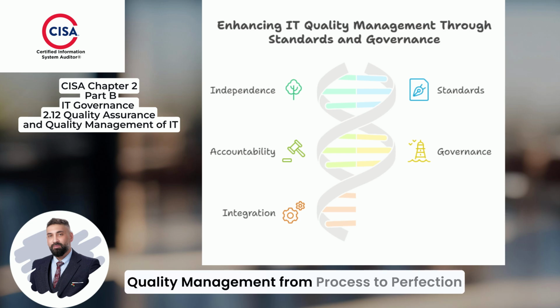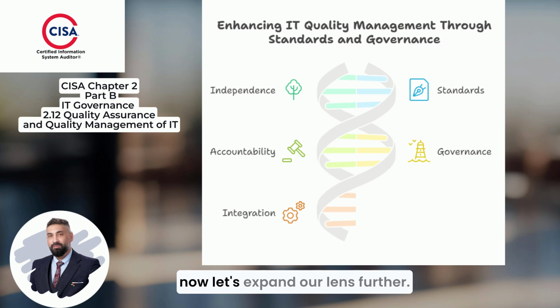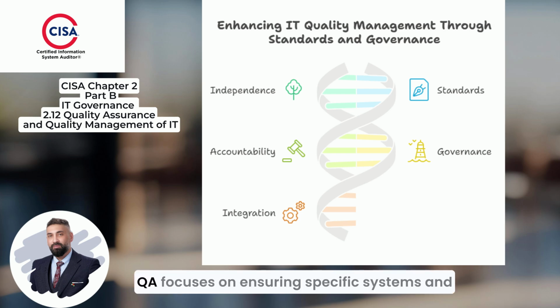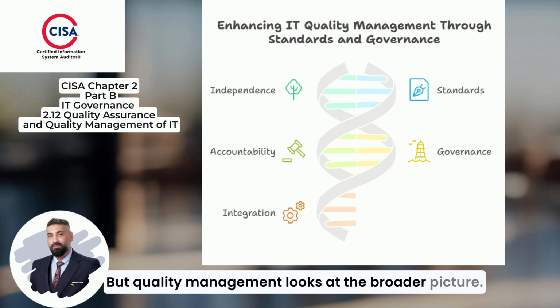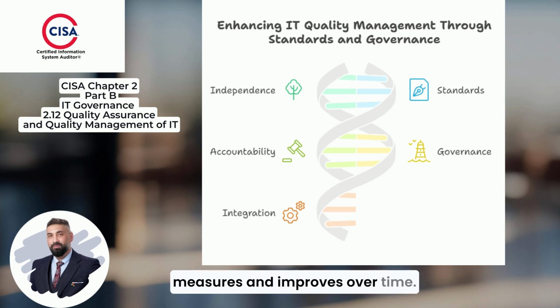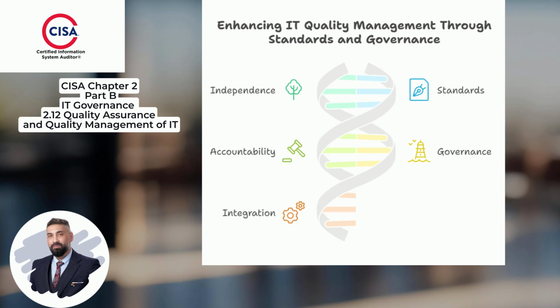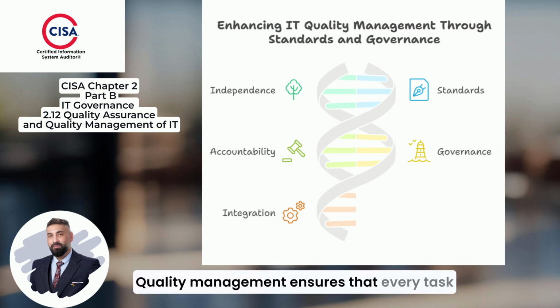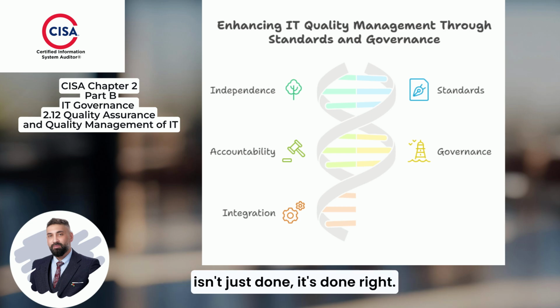Quality management from process to perfection. Now, let's expand our lens further. QA focuses on ensuring specific systems and processes adhere to their intended standards. But quality management looks at the broader picture. It's the governance mechanism that oversees how an entire IT department evolves, measures, and improves over time. It's like the organizational GPS, continually calibrating processes so they achieve steady, repeatable results. Quality management ensures that every task isn't just done, it's done right.